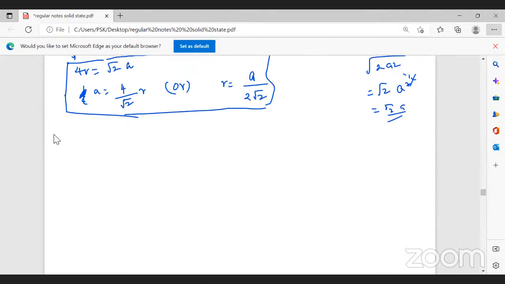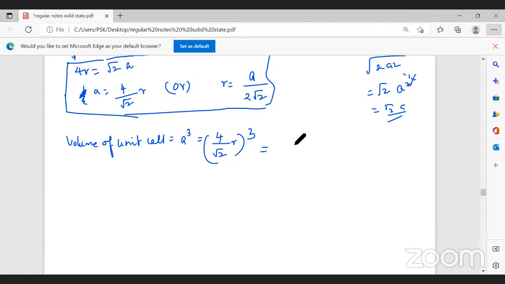If that is the case, tell me what will be the volume of unit cell? Volume of unit cell will be equal to A cube, edge length cubed. So it will be 4R divided by root 2, that is, 4 by root 2 R, the whole cube.